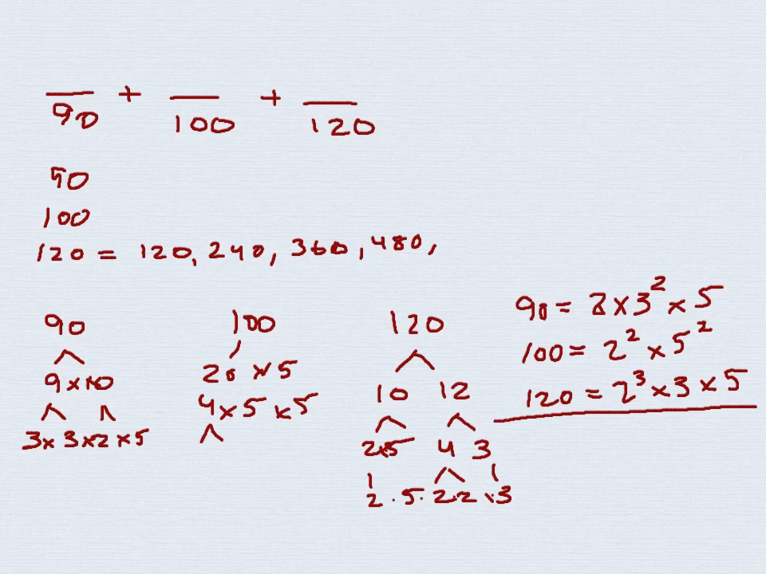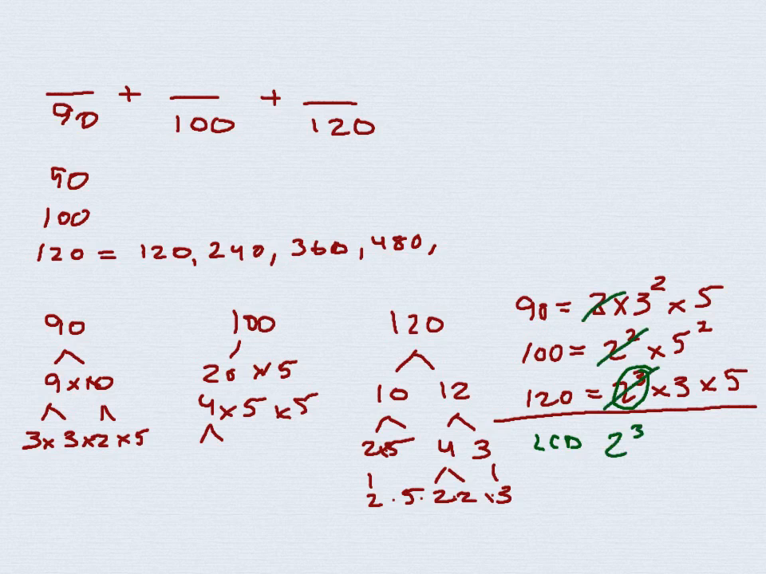Now, the key here is to take all this information and turn it into something useful. We need to find the lowest common denominator. Start with your factors of 2. Okay, the lowest common denominator is going to be the product of all of these factors, the biggest one of each. So 2 squared and 2 to the third. Pick the highest, 2 to the third. That considers all the 2s.